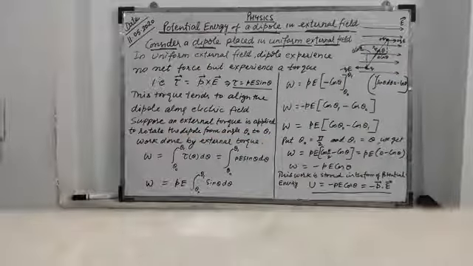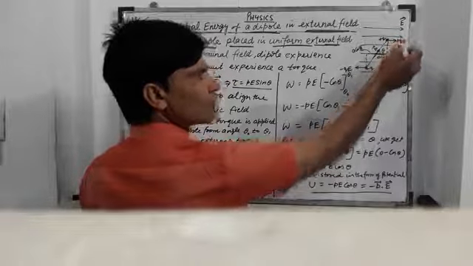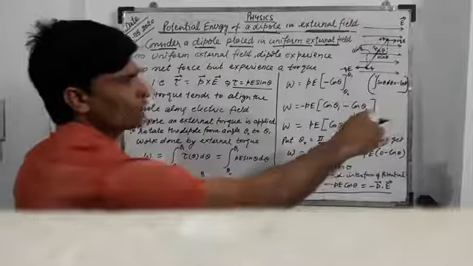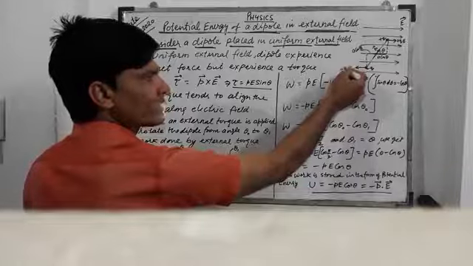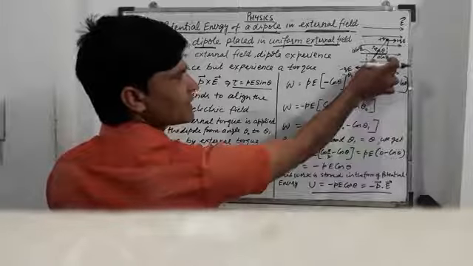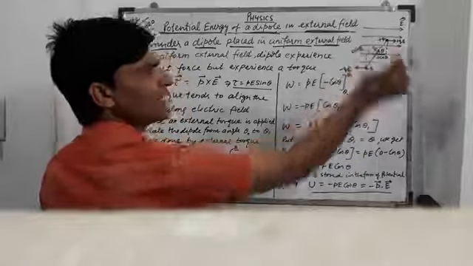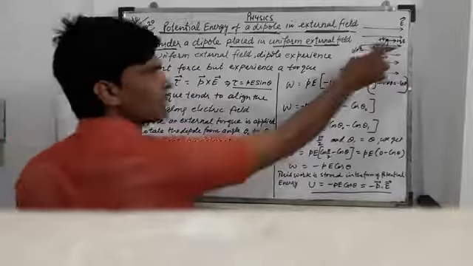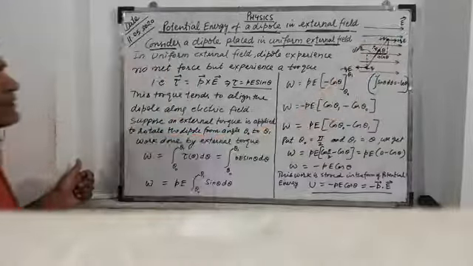In the diagram, you can see that the positive charge experiences a force plus QE in the direction of the field. The negative charge experiences a force minus QE in the opposite direction. This distance is equal to a cos theta, and this distance is also equal to a cos theta. The dipole moment vector is from negative to positive.